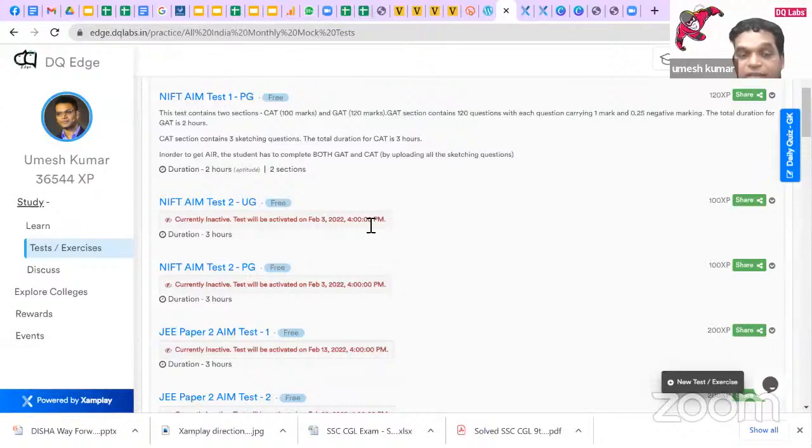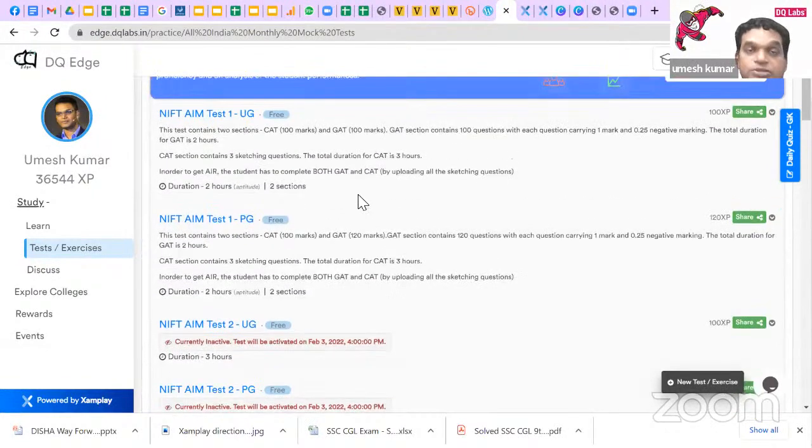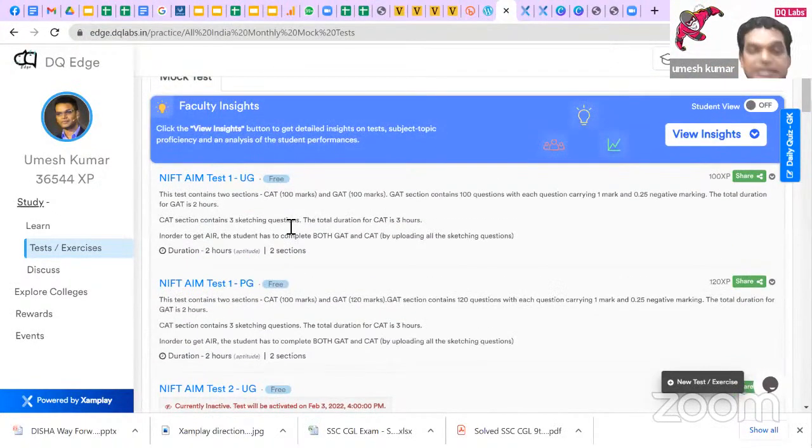It is free. If you want to access it beyond that time, it will be paid. So please ensure that you note down the timings and attend the test during that particular time. We are bringing in a discipline, and also having all the students attend at the same time so that they get the AIR immediately.